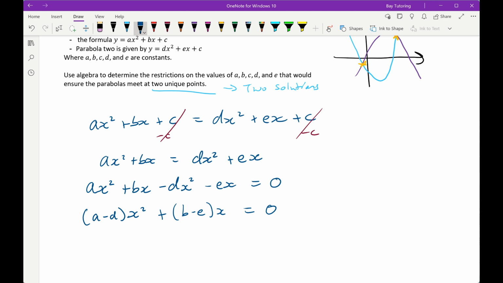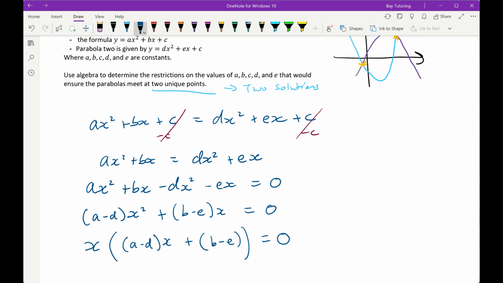So if we were to factorize this, both of these things have a common factor of x. So this and this, you see they've both got x's in. So I can factorize this a little bit. Still all equaling 0.